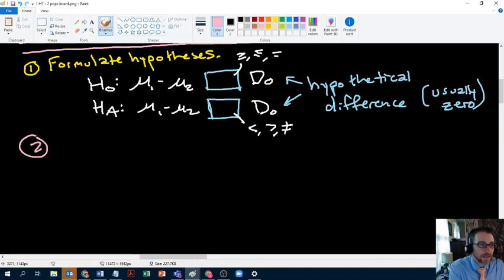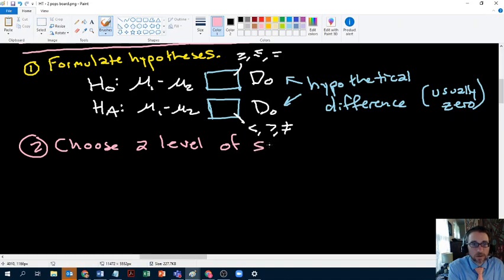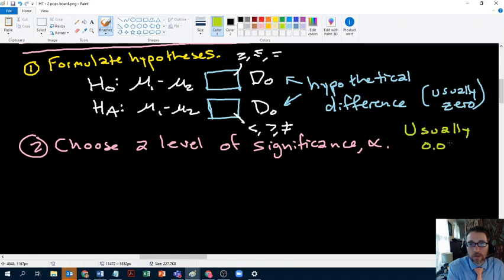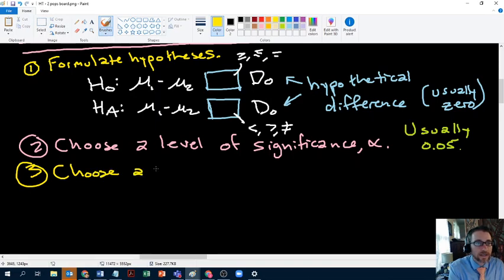Step 2, as has been in the past, is to choose a level of significance, which we'll call alpha. As we've said in the past, that's like a belief parameter. Alpha is a common Greek letter to use here. And typically the most common value is 0.05. But you might see 0.01, you might see 0.10. Those are also common values. All right, step 3 is to choose a test statistic.